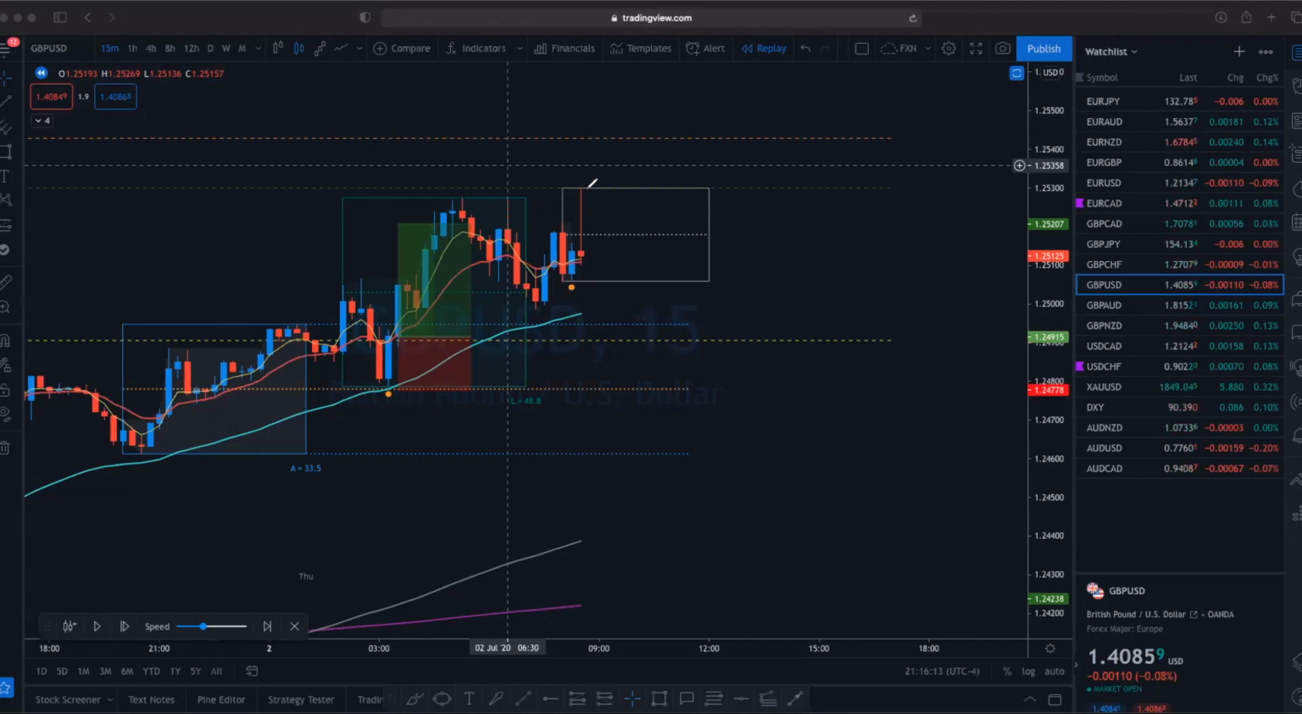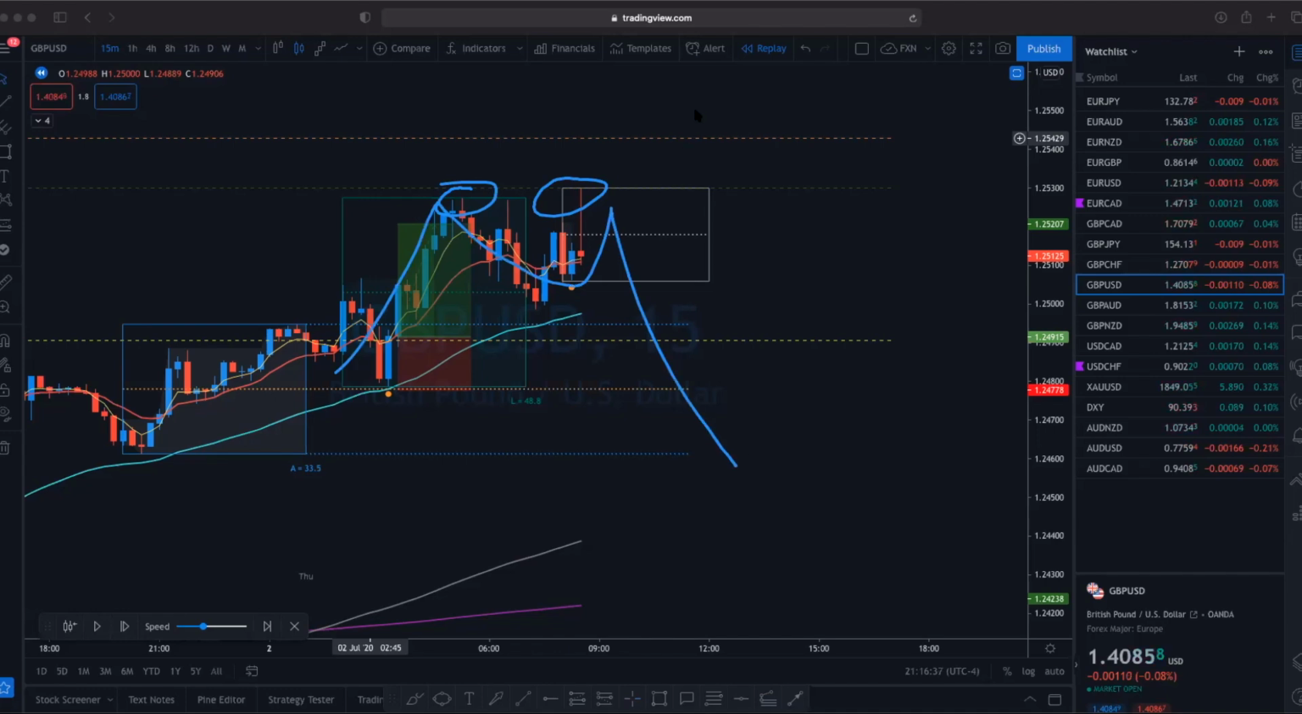Why on earth would this happen? Just a question. Why would that happen? Why would they do that? Is that a stop hunt? Right. Why would they do that? They're going down. See what I mean?